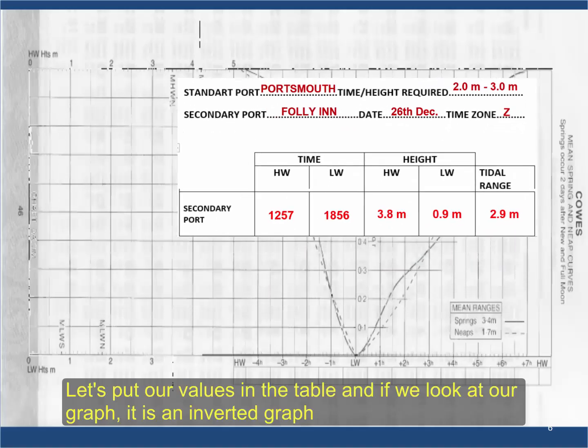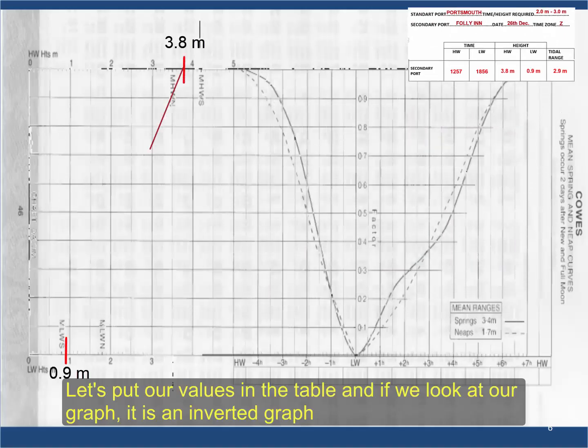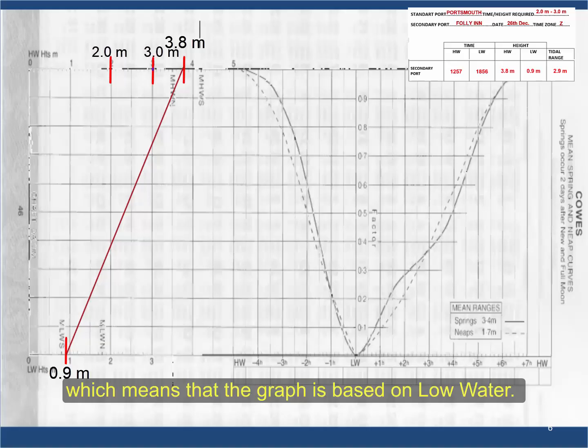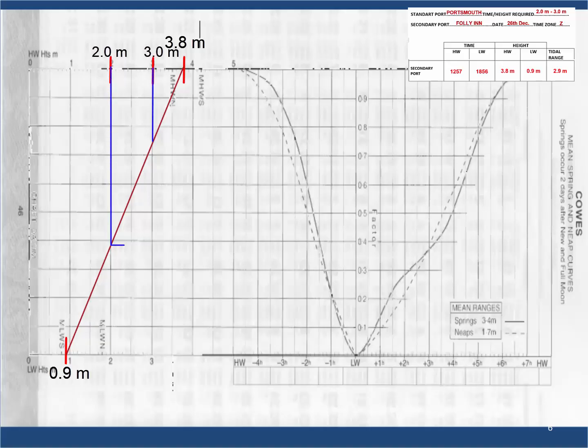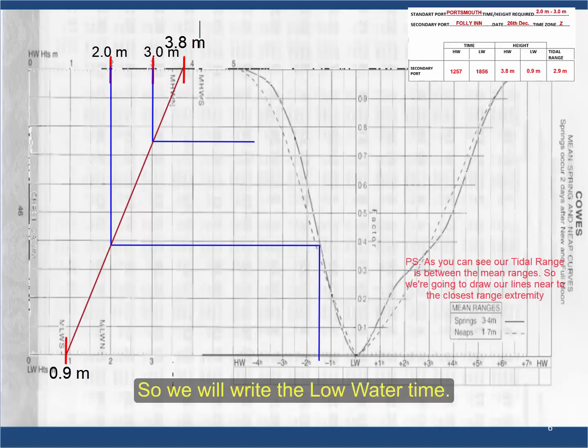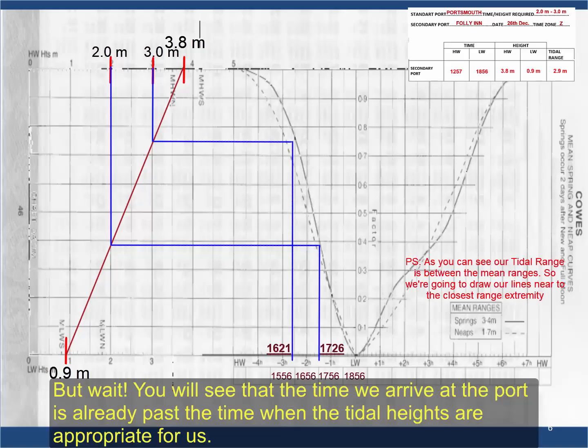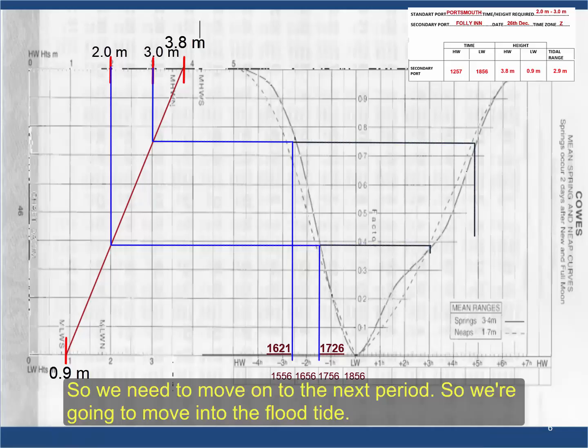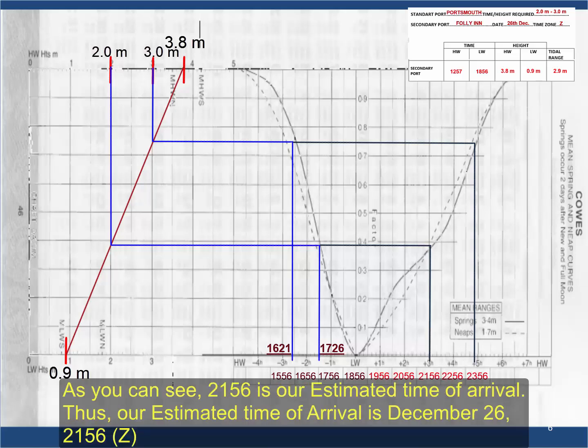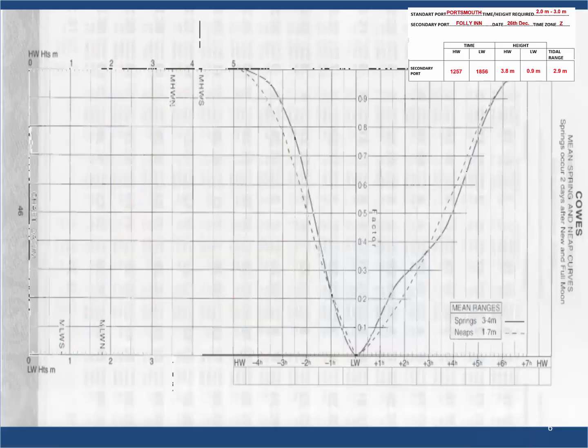Let's put our values in the table, and if we look at our graph, it is an inverted graph, which means that the graph is based on low water. So we will write the low water time. But wait, you will see that the time we arrive at the port is already past the time when the tidal heights are appropriate for us. So we need to move on to the next period, into the flood tide. As you can see, 2156 is our estimated time of arrival. Thus, our estimated time of arrival is December 26th, 2156, Zulu time zone.